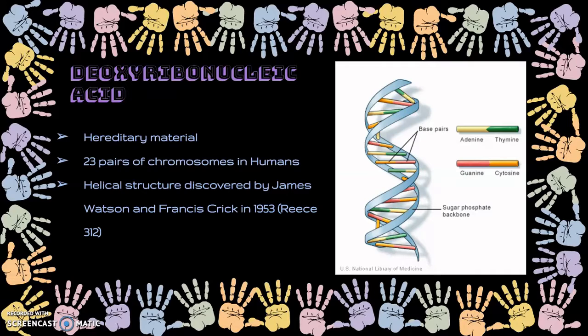The helical structure was discovered by James Watson and Francis Crick in 1953, which was based off of an X-ray diffraction image taken using X-ray crystallography, which was taken by Rosalind Franklin in the early 1950s. And the structure of DNA is it has a deoxyribose sugar phosphate backbone, and it has 4 nitrogen bases: adenine, thymine, guanine, and cytosine.